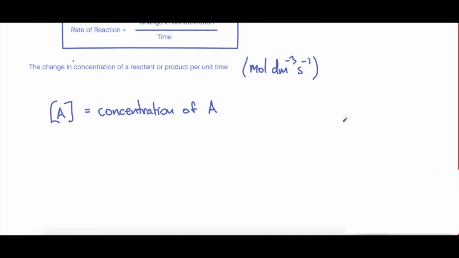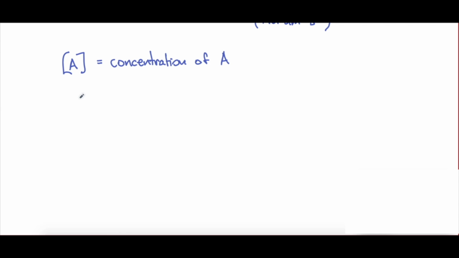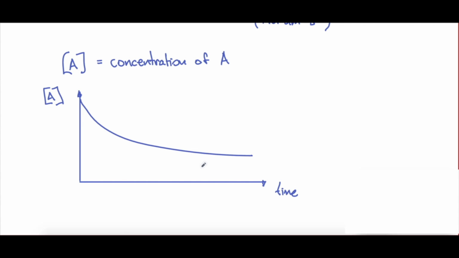So let's say that we have a concentration against time graph, and on the y-axis we have the concentration of A, and on the x-axis we have time. And our graph goes roughly like this. If you want to work out the rate of the reaction at a particular point, so let's say around here, what we need to do is find the change in concentration over time. Because you've got concentration as the y-axis and time as the x-axis, your rate is change in concentration over time according to the definition.